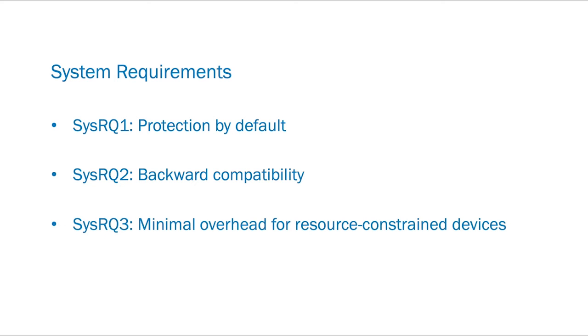Thirdly, resource-constrained devices shouldn't have too much additional processing to do. BLE is supposed to enable low-power devices to communicate, but if an access control mechanism requires a lot of processing, that can cause the battery to drain faster, which could make the whole system unusable.